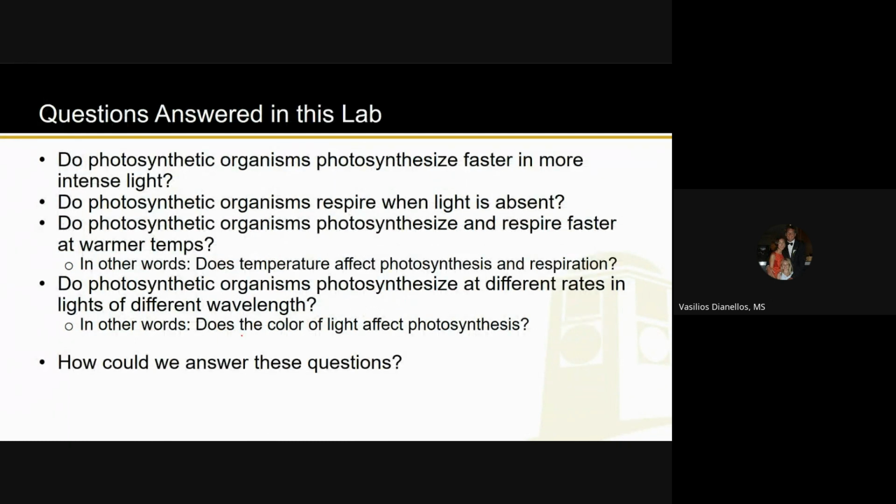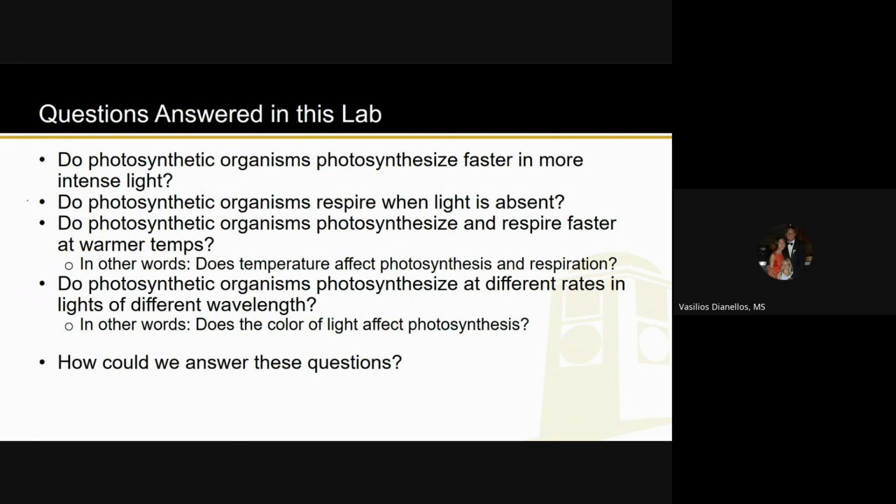So here are the 4 questions that we're going to answer in this lab. The first one we're going to answer is, do photosynthetic organisms photosynthesize faster in more intense light? To simplify that, for example, if we were talking about plants, you could say, what plant is going to photosynthesize more? A plant that's really close to the light, or a plant that's really far from the light, or a plant that's somewhere in between?